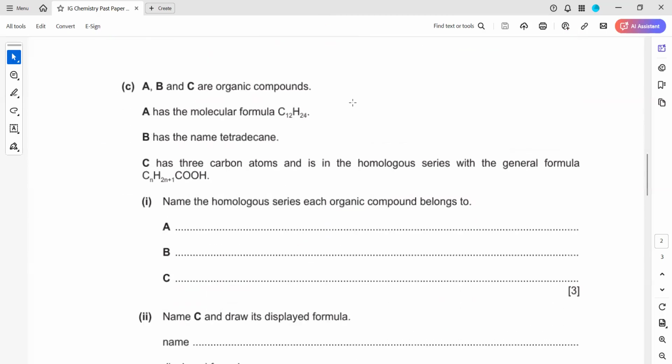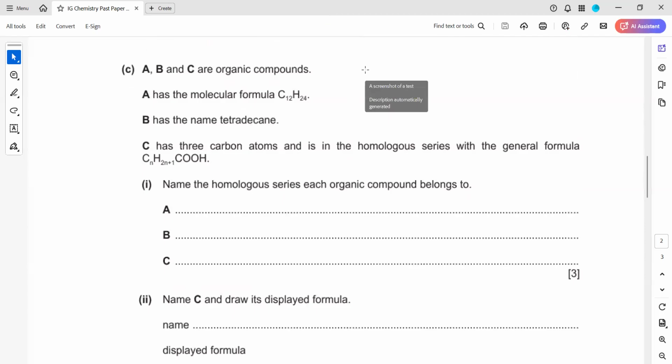The next is: A, B, C are organic compounds. A has a molecular formula of C12H24. What does this indicate? Is it an alkane or alkene, this hydrocarbon? Alkene. How do we conclude it is an alkene? Because it is CnH2n: the number of hydrogens is twice the number of carbons.